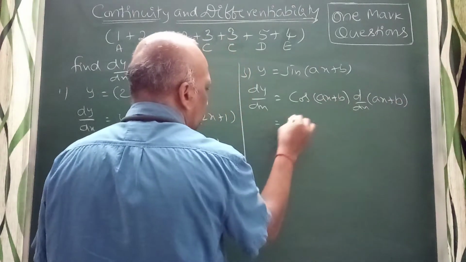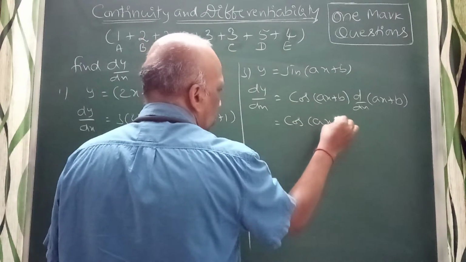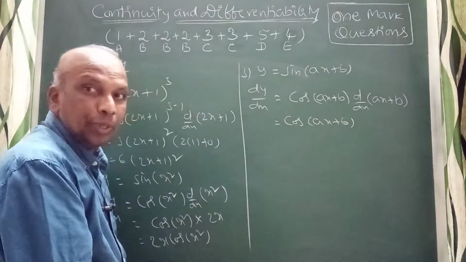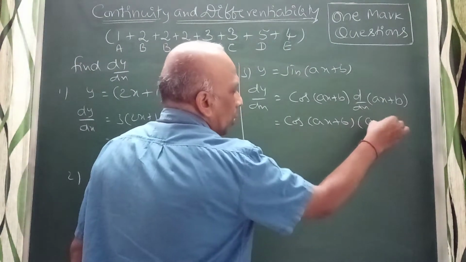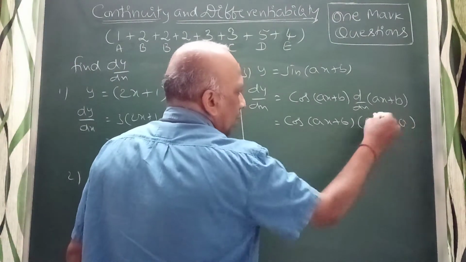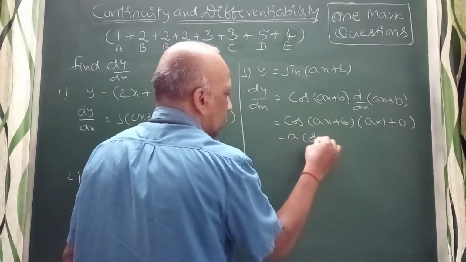Now you can see here cos of ax plus b. So derivative of ax plus b: a into 1, constant 0, right? You will get only this one, a into 1, constant 0. It will be a, right? You will get a cos of ax plus b.